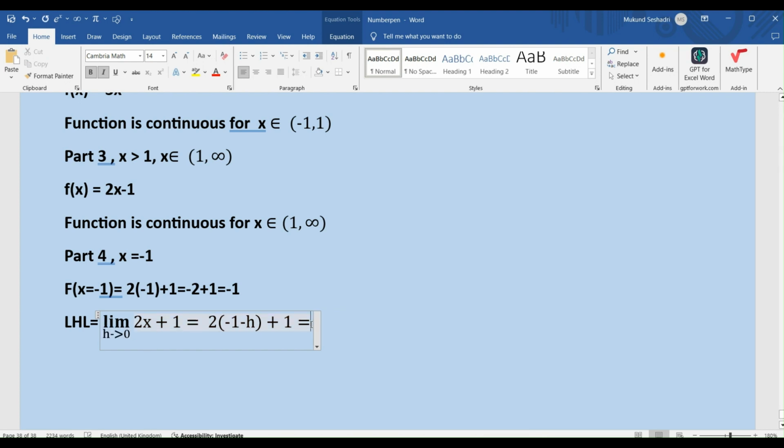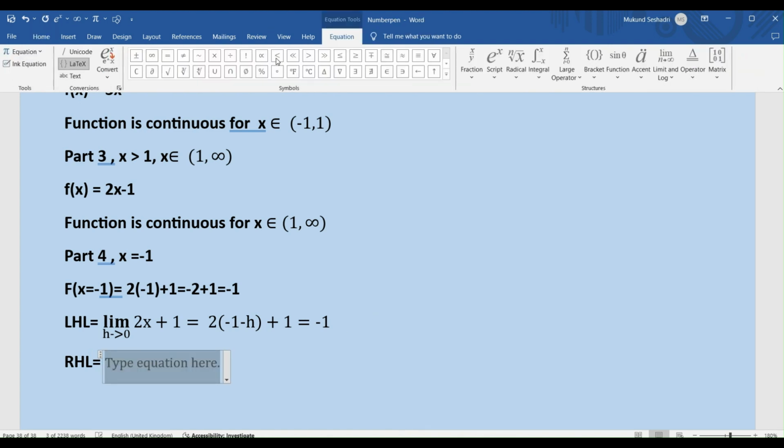Minus 2 plus 1, again I have a minus 1, right? So that is our LHL. Now we go to our RHL, and I'm going to pull out my limit symbol again.